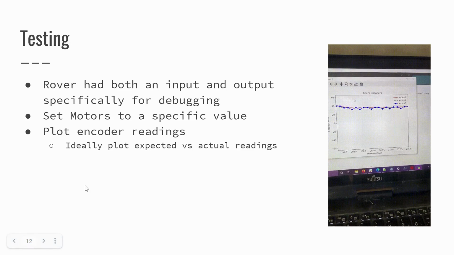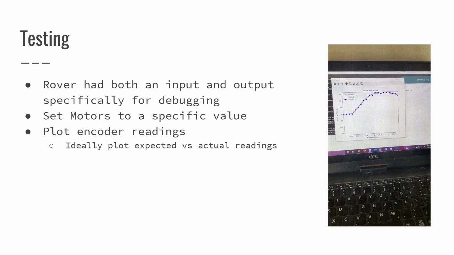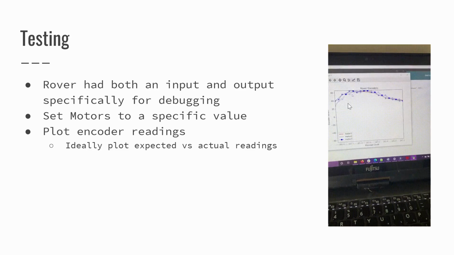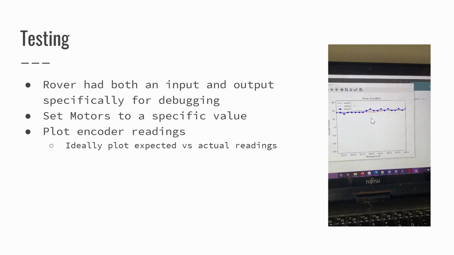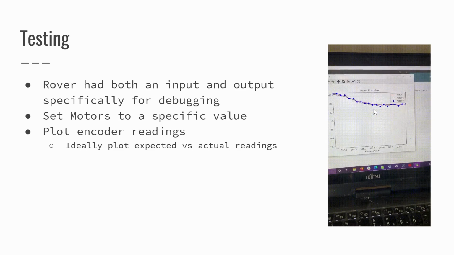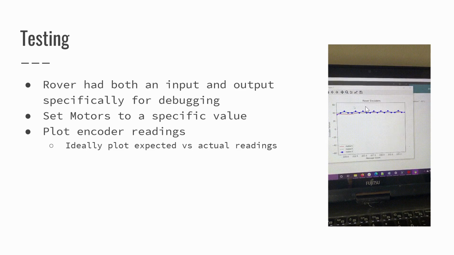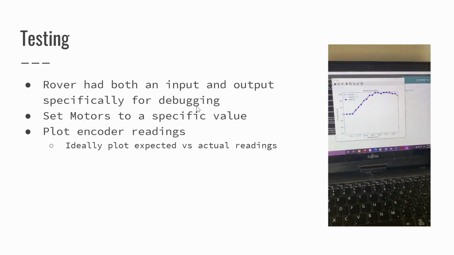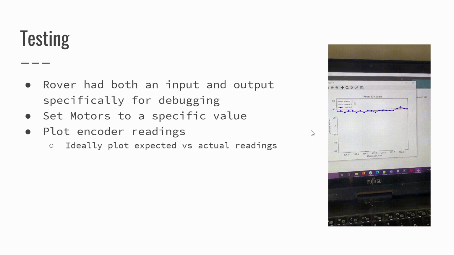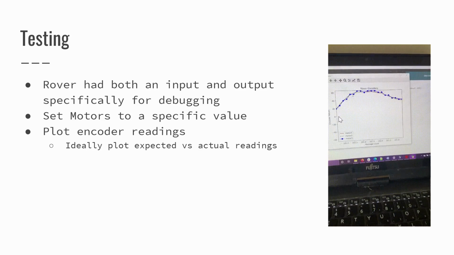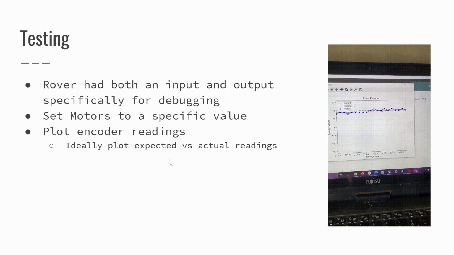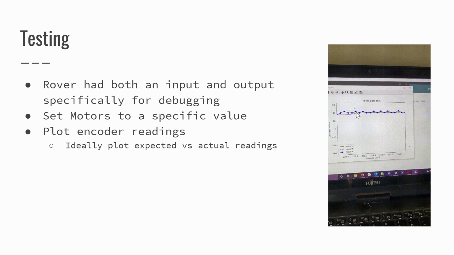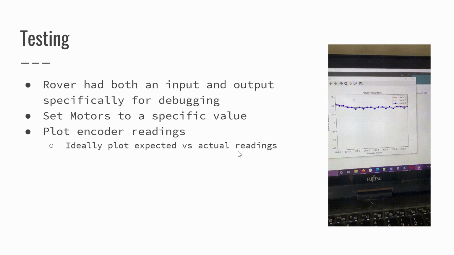For testing this, the rover actually had both an input and output specifically for debugging, where you could just set the motor speeds manually and read them as well. As you can see on the right, here is a GIF of a plot of the motor values after they're set to 40. In this case, you set the motors to a specific value, and then you just plot the encoder readings. Here, as you can see, it starts at 0 and goes to 40, much like a PID curve would. Ideally, you would plot the expected value versus the actual readings, but as you can see here, it bottoms out at 40, and it's pretty obvious what the expected result is.